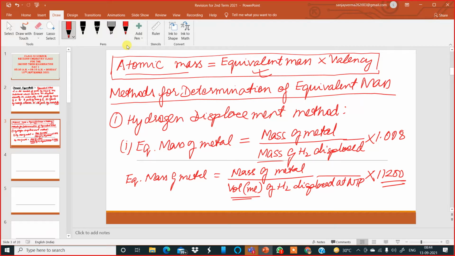So this is the formula which you must remember for determination of equivalent mass of a metallic element, for example, by hydrogen displacement method. Keep this formula in your mind, and you should be able to apply it mentally and get the answer for simple numericals based on the direct application of this formula. The volume is in ml, milliliter.